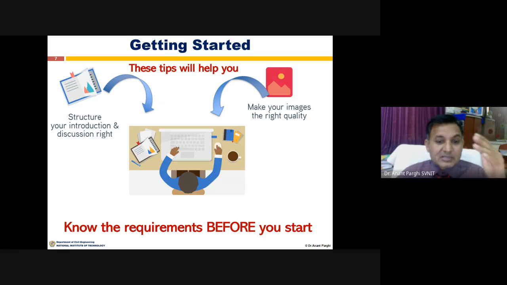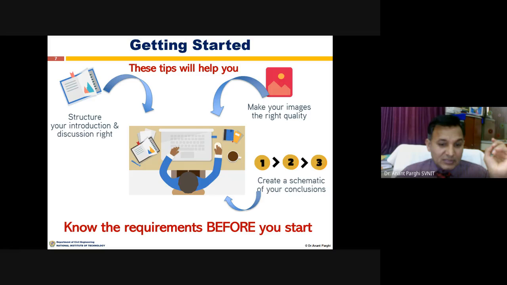Make your images the right quality. Whatever pictures and figures you are putting in, they should have proper quality. Sometimes if you write an equation in a word processor and take a print, it will not give a proper print. So you should use, for example, the Microsoft equation editor. Make sure your image is of the right quality, visible properly, and your fonts are proper.